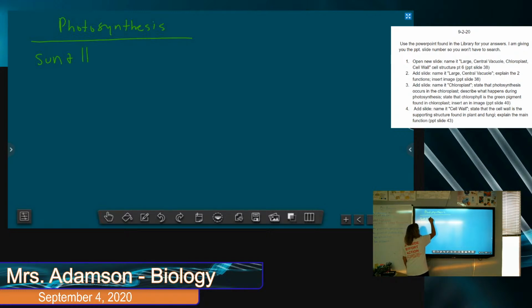Sun plus water. H2O is the chemical formula for water: 2 hydrogens, 1 oxygen. And then carbon dioxide. We all know that plants take in carbon dioxide. Now, we're going to use a little arrow called a yield sign to separate the two sides of the equation. So sun, water, and carbon dioxide are going to react together. We're going to call this side of the equation the reactants.